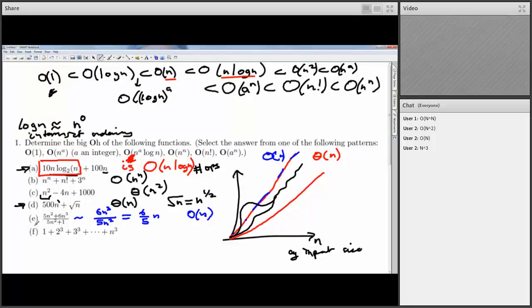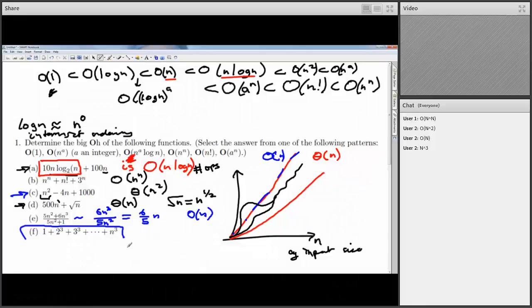So the last one's a little different. I haven't mentioned this in lectures. Here I've got a sum, so 1 plus 2 cubed plus 3 cubed plus 4 cubed, etc., until I keep going to n cubed. What's the big O class here? Now, it might be tempting to do how we did it for the previous ones, to go, well, the n cubed is the biggest term, and so therefore it's tempting to say it's big O of n cubed, which is incorrect.